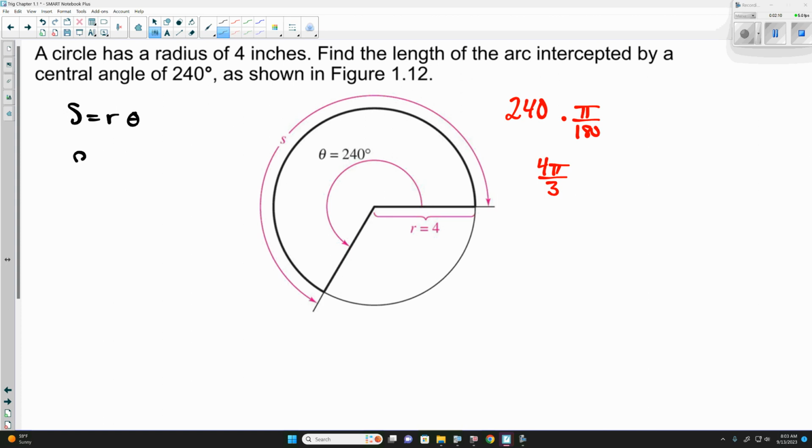So for our formula here, s is equal to, well, r in our case is 4. Our angle is 4 pi over 3. So the arc length, 4 times 4 pi over 3 is, yep. Questions on this here?